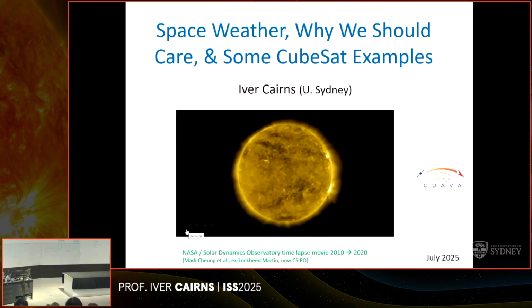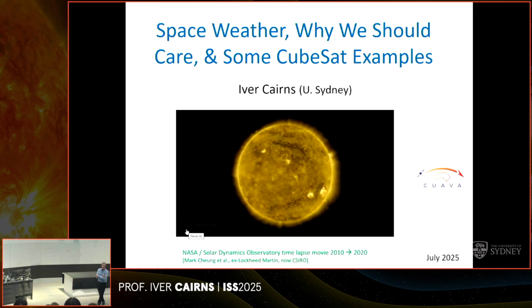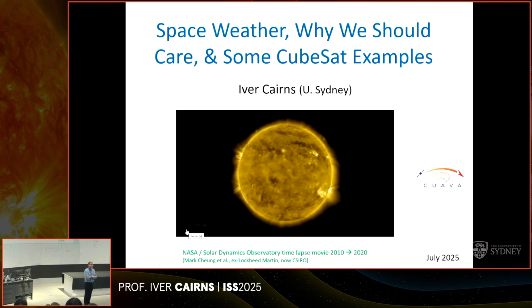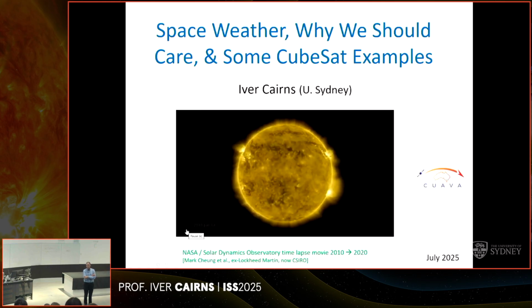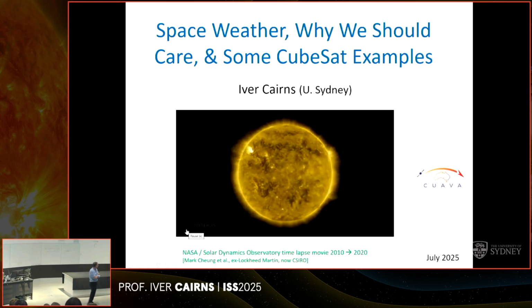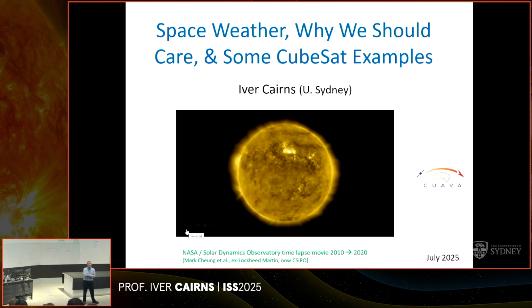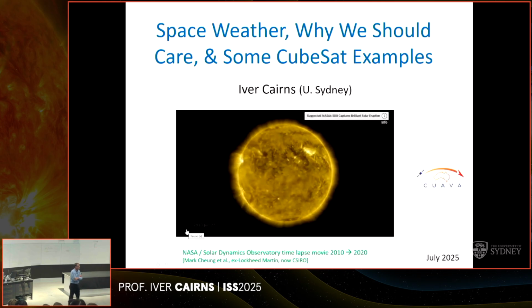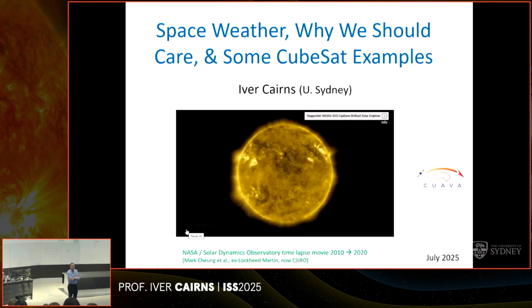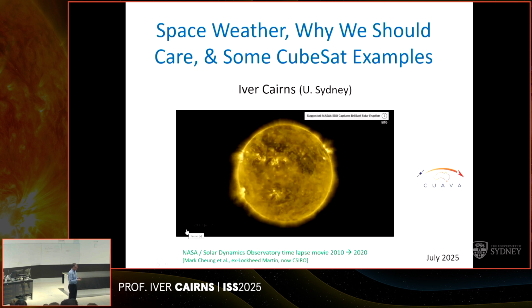What I want to focus on is space weather, and what you have showing here is the sun seen in extreme ultraviolet light from Solar Dynamics Observatory in the States. It's a time-lapse movie going from 2010 to 2020, and you can see activity and variations everywhere you look on the sun.